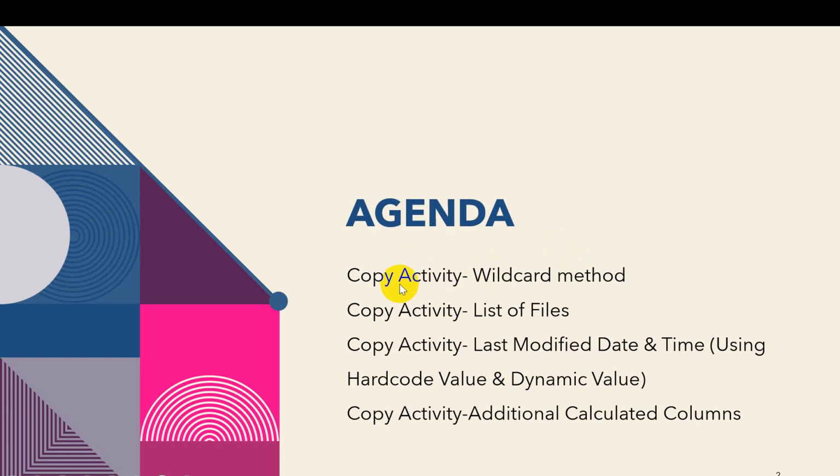So what we are going to discuss are the important case studies related to copy activity. We will see what is the wildcard method. We will see how we can use a list of files while copying. How we can use the last modified date and time. We will see both the concept of using hard-coded value and dynamic value. We will see how copy activity can be done with an additional column. This is the first time you are getting these options, so please be with me, okay?